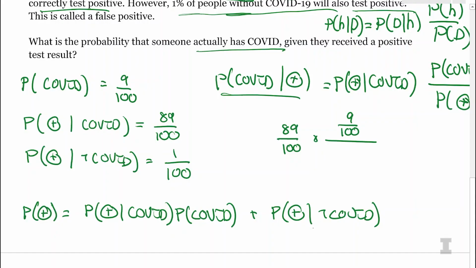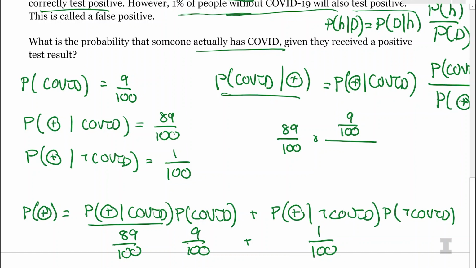We looked at all the people who got a positive result with COVID and all the people with a positive result without COVID. And when we look at all the people with a positive result without COVID, we also need to multiply the probability that they're in that group, so the probability of not having COVID. Filling this in, the probability of positive given COVID is 89 over 100. The probability of COVID is 9 over 100, plus the probability of positive given not COVID is 1 over 100. The probability of not COVID is 1 minus the probability of COVID, so that's 91 over 100.